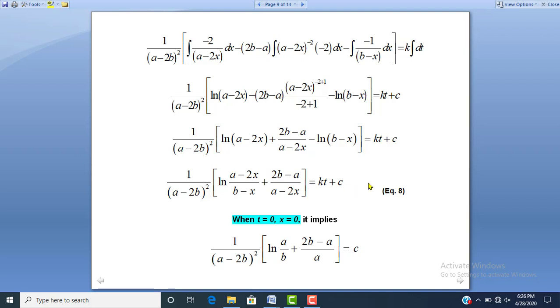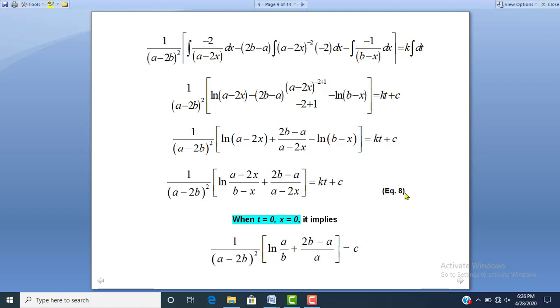Dear students, this is equation number 8, and this equation number 8 is very important to determine the rate constant k, because if we know the value of c, we will put the value of integration constant c here in this equation number 8, then this value of c will be taken on the right hand side, where it will be subtracted, and after simplification we will get the value of rate constant k.